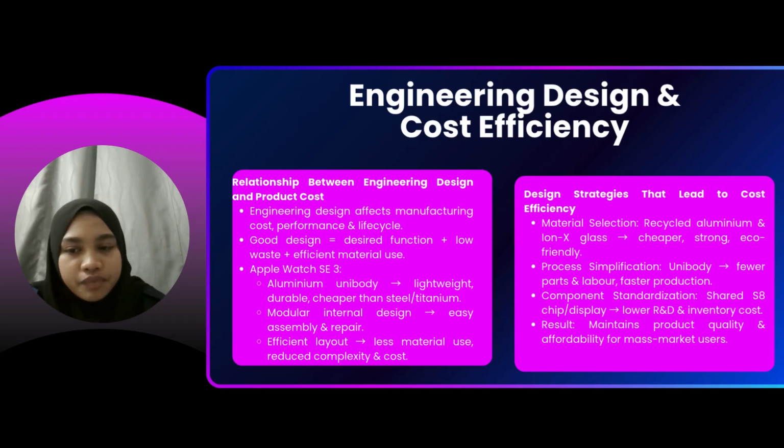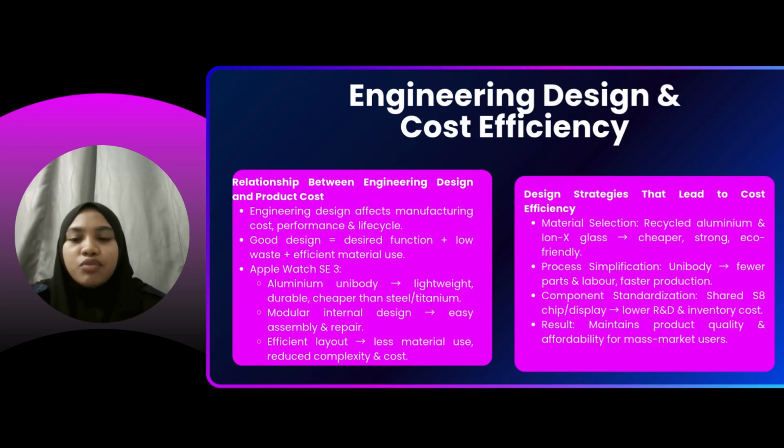For example, the Apple Watch SE3 used an aluminum unibody design. It's lightweight, durable, and cheaper compared to materials like steel or titanium. Its modular internal design also makes assembly and repair easier, which helps save time and labor costs. And the efficient layout reduces material use and overall complexity, leading to lower production costs.